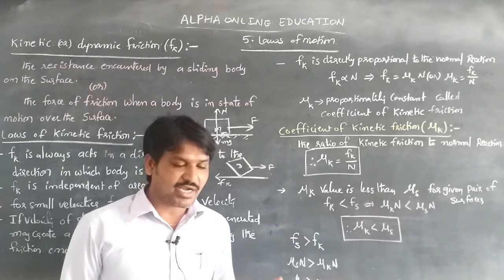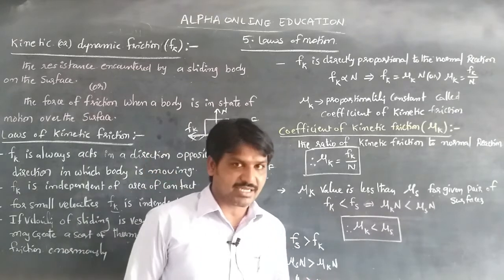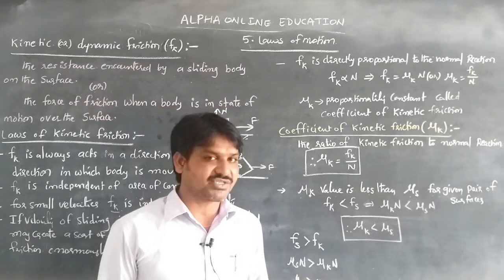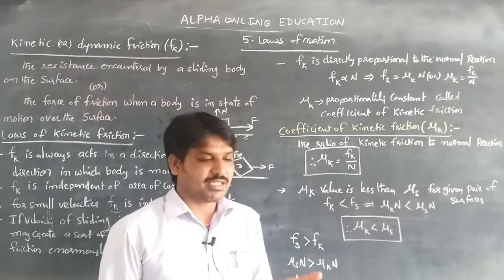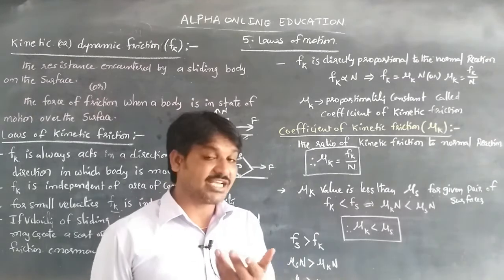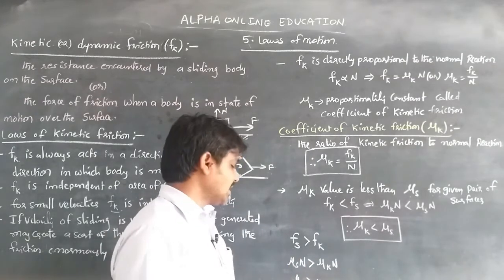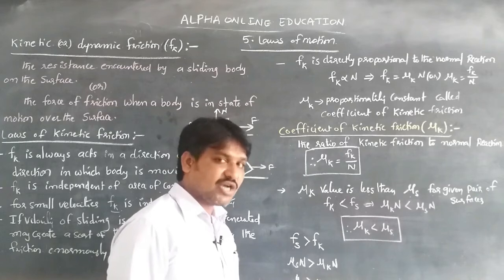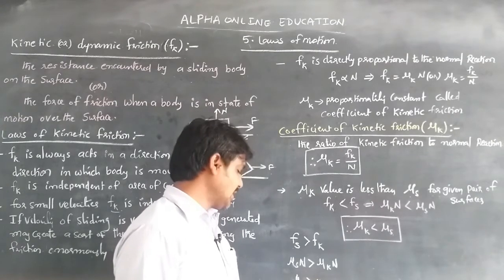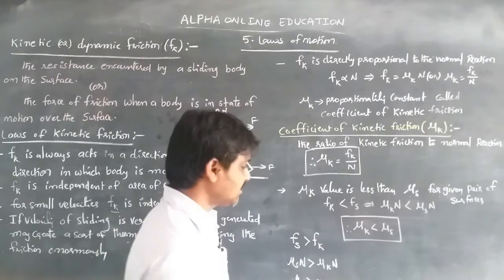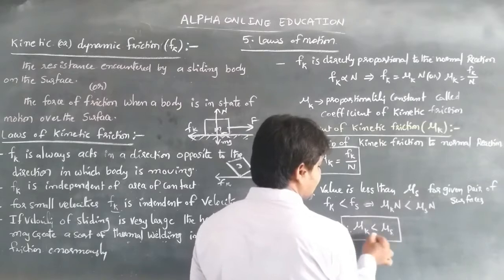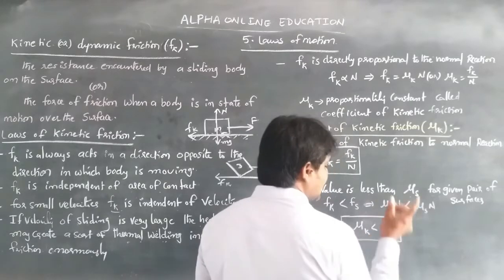When the body stays at rest, the resistance offered by the surface is more, meaning the static friction is more. When the body is moving, the sliding friction is less. Sorry, the kinetic friction is less. So we can say that the coefficient of kinetic friction is less than the static friction, so mu K is less than mu S. Mu K means the coefficient of kinetic friction, mu S is the coefficient of static friction.